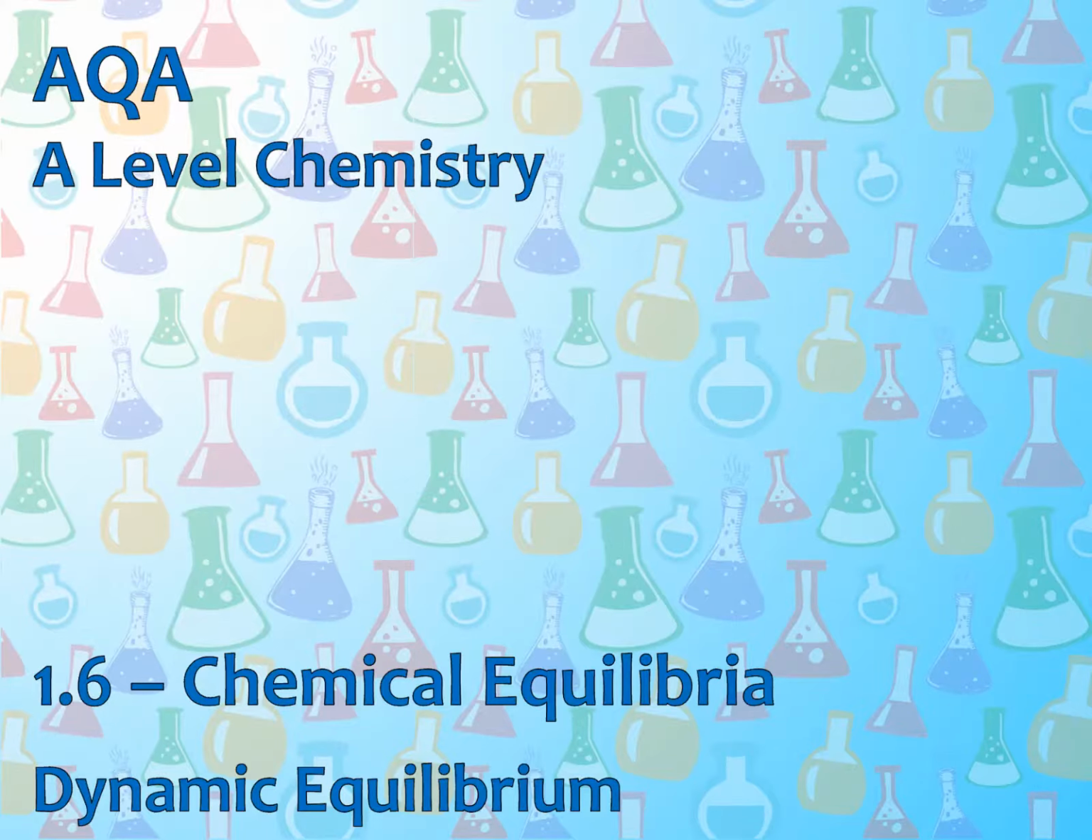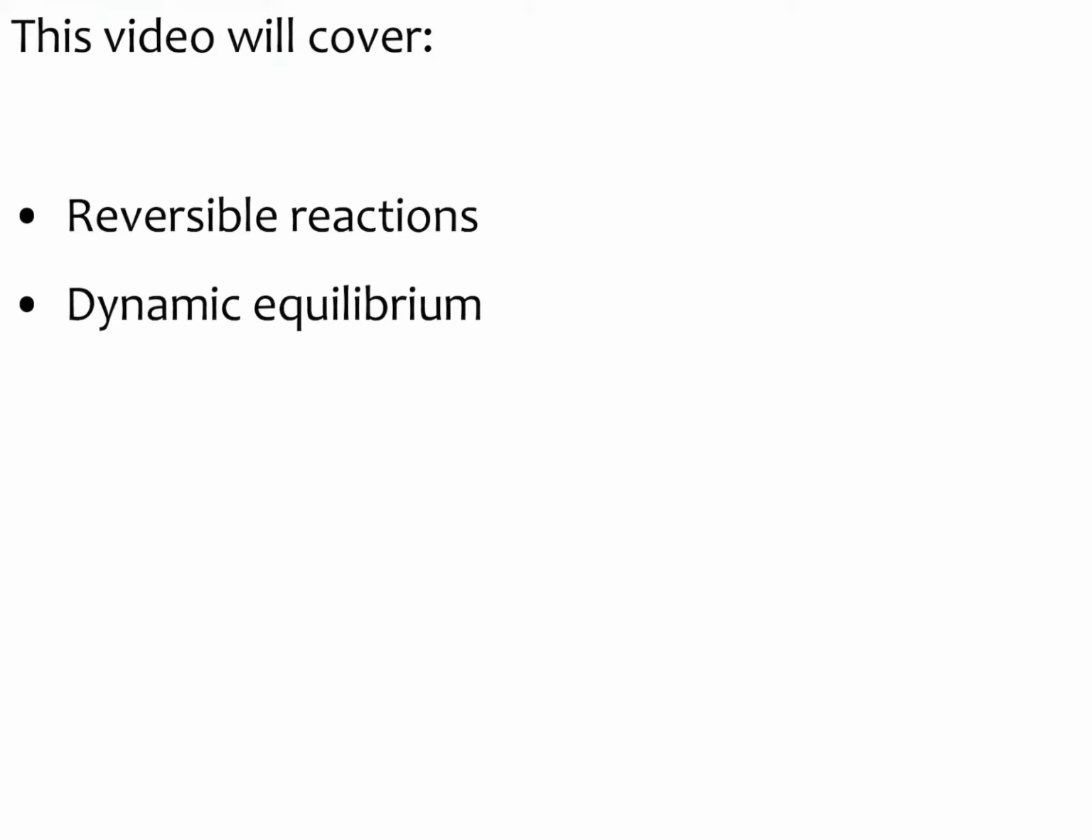This video is going to look at section 1.6 of A Level Chemistry for AQA, which is chemical equilibria, specifically looking at dynamic equilibrium. The video is going to cover reversible reactions, dynamic equilibrium, and basic graphs for equilibrium.